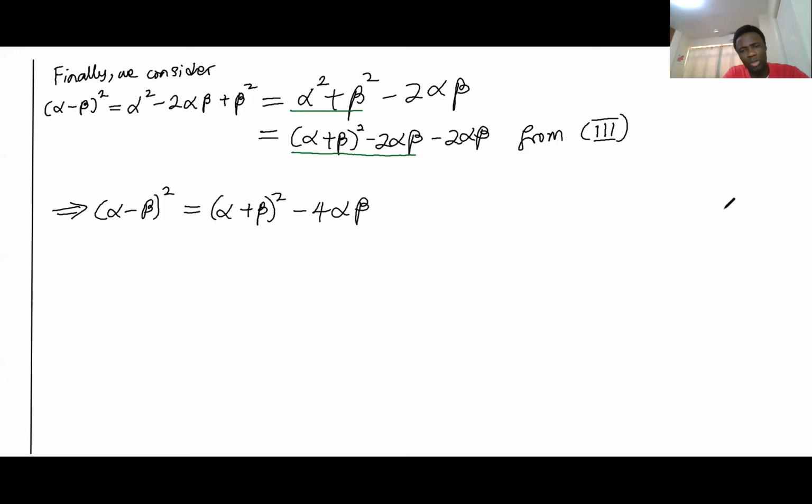Who doesn't know how we got this? Does everybody know how we got this? Yes, I know how we got this. Okay. So the relation for subtraction now will be what?